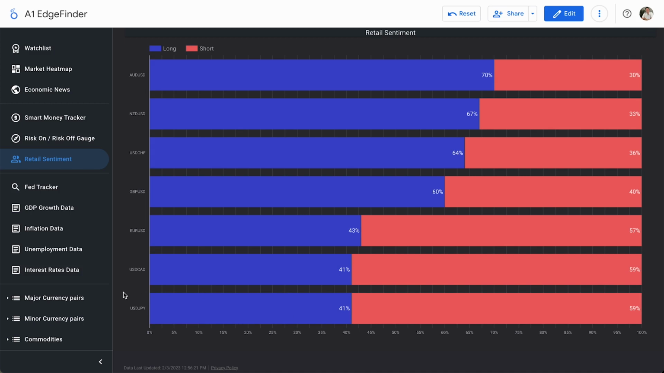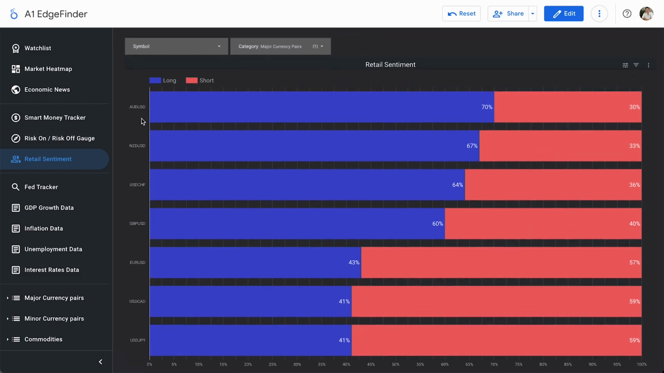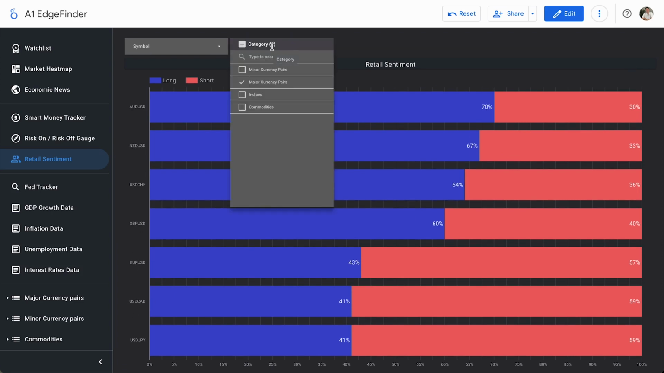We do have USD ZAR listed in the Edge Finder as well. We just don't have it listed as a major pair because it's not as commonly traded as these other assets here, like the Australian dollar, New Zealand dollar, Swiss franc, pound, euro, Canadian dollar, and the yen. But we do have it listed. In fact, we're going to take a look at it in just a second here.